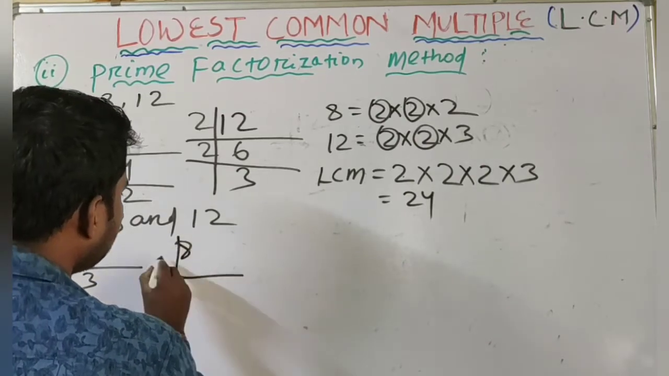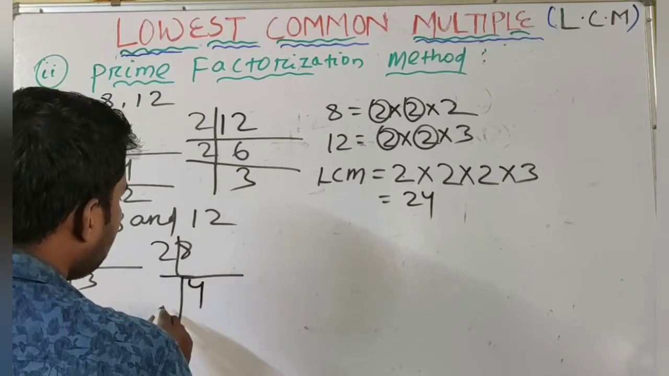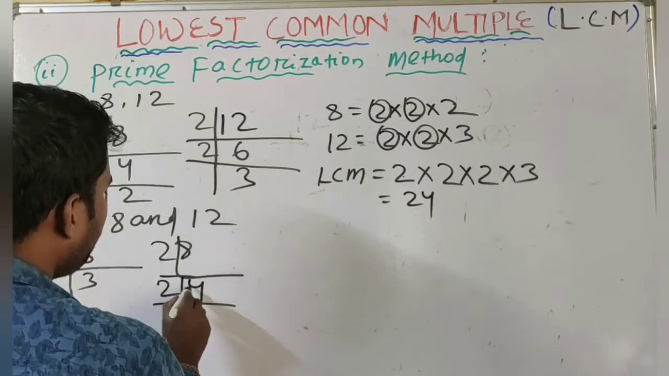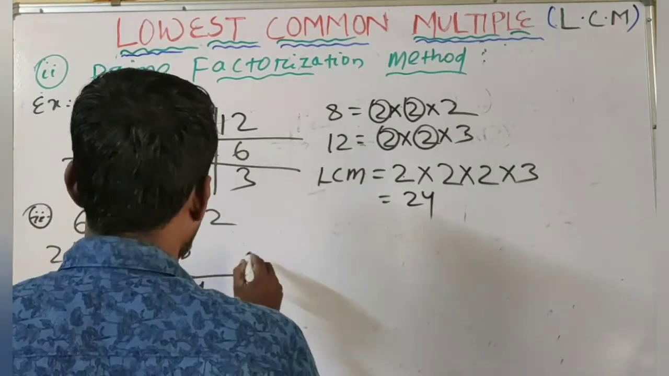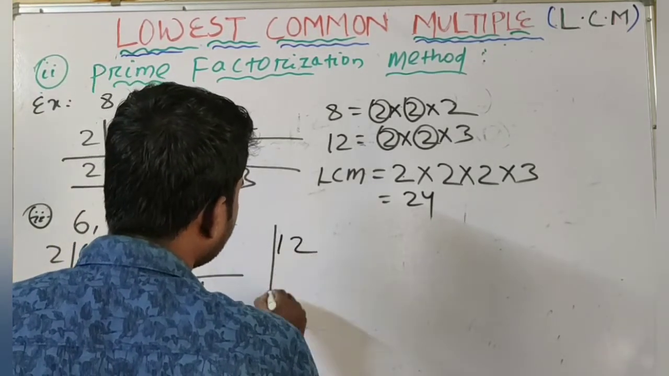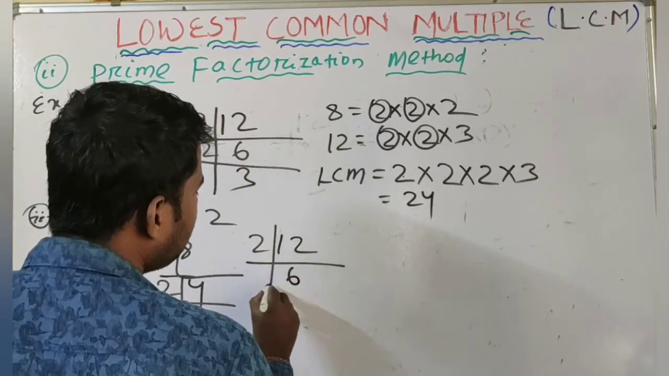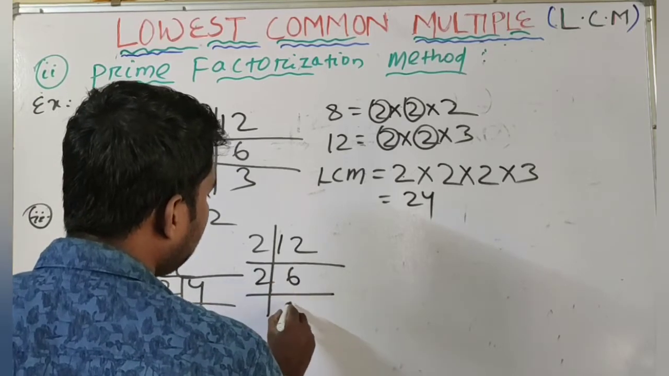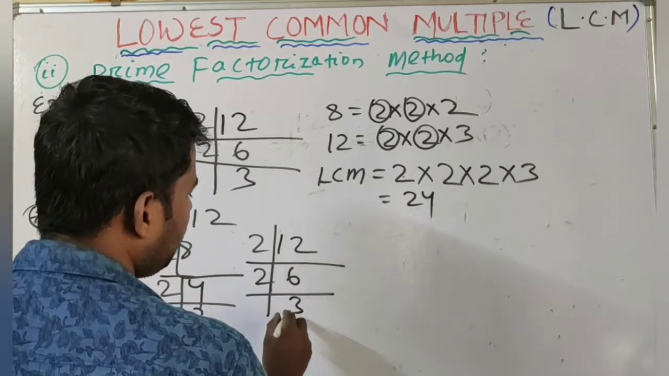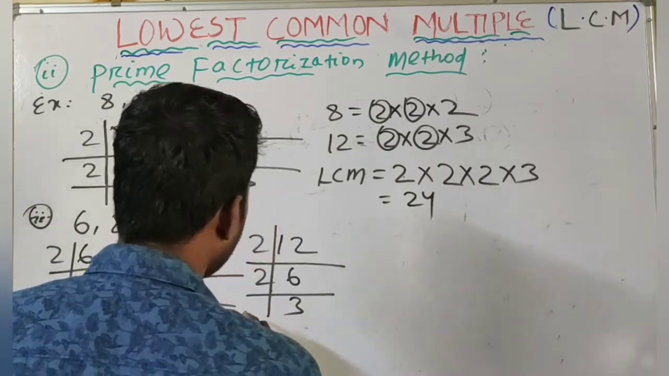Then we will take 8. 8 divided by 2 will get 4. Again we will divide, 4 divided by 2 will get 2. 2 is a prime number. And again, 12 divided by 2 will get 6. Again 6 divided by 2 will get 3. At last 3 is a prime number, so we can stop dividing.